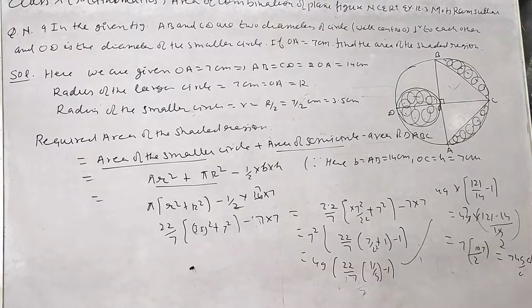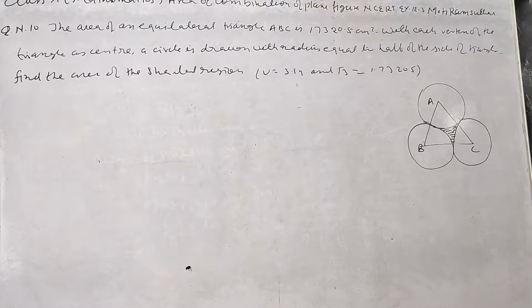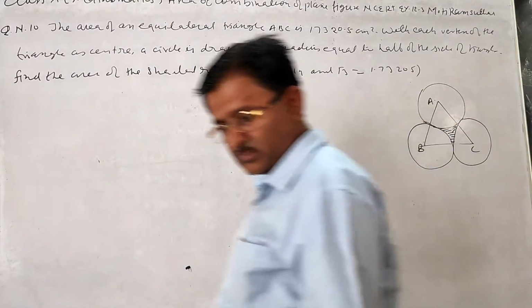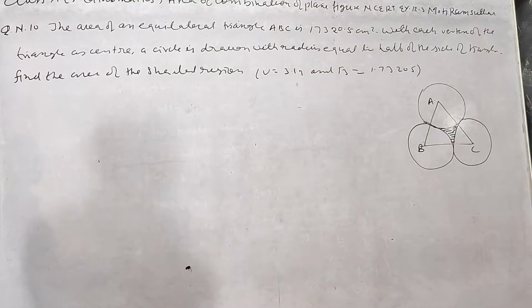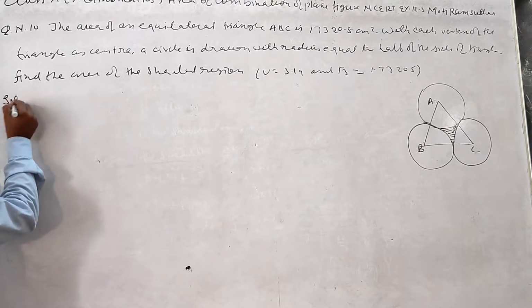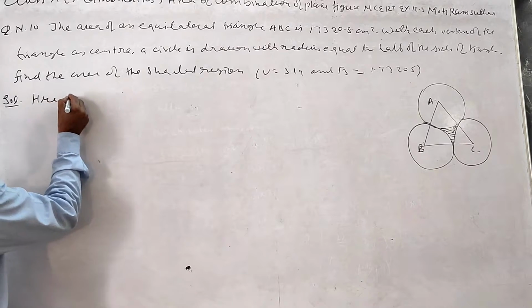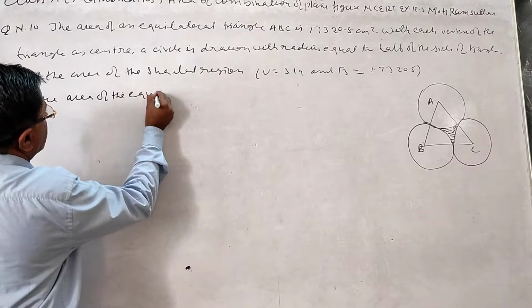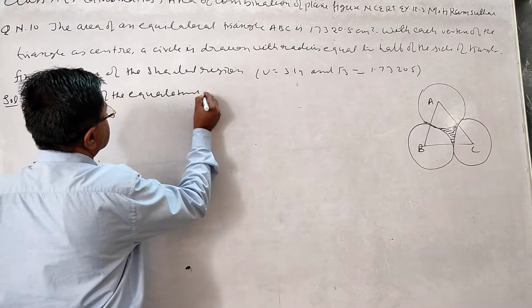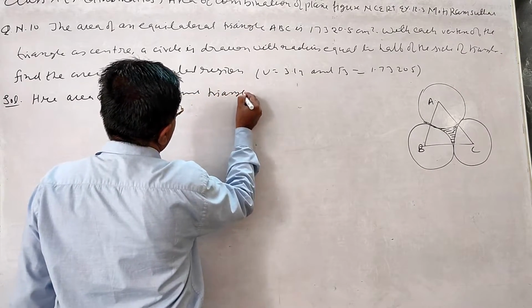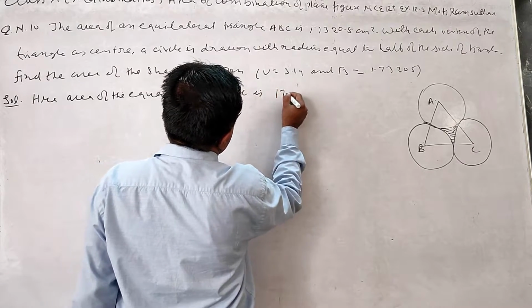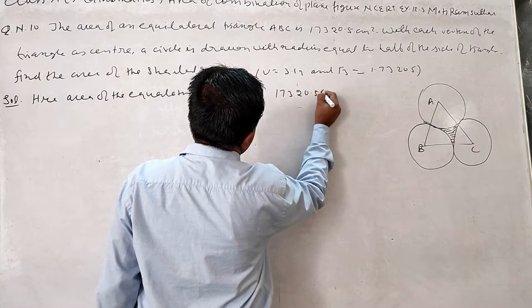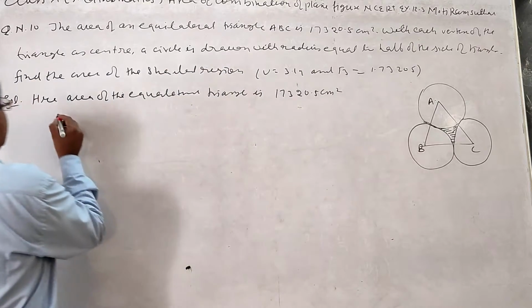Next question, see. So dear student, next question, see. This is very important. The area of an equilateral triangle is given. So you can write in the solution: here the area of the equilateral triangle is given as 17320.5 centimeter square.